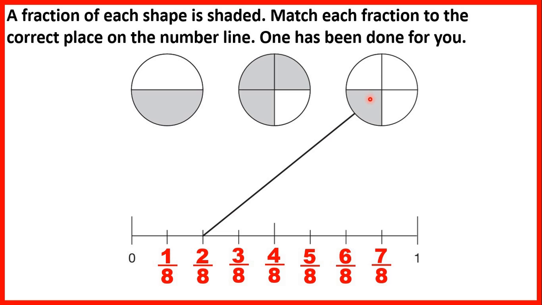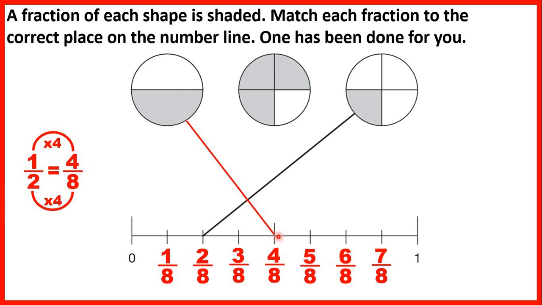Now here we have 1/4, and that's matched to 2/8 because 1/4 is equivalent, so the same value, as 2/8. Now we have 1/2, and we can spot that that's equivalent to 4/8, so we can draw a line here. 1/2 is the same as 4/8 because we can multiply both the numerator and denominator by 4.